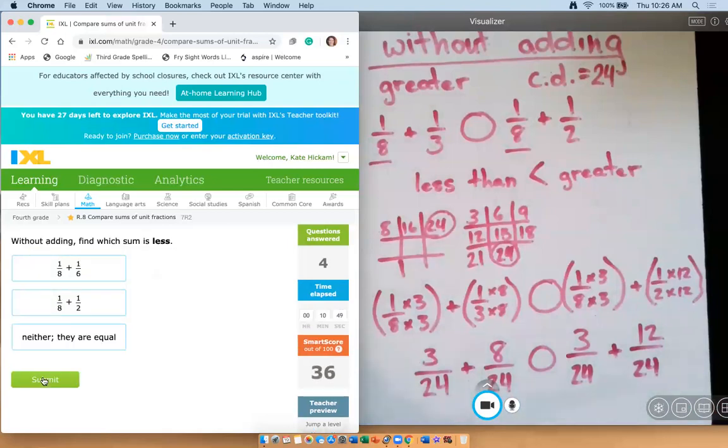And that is how you do R.8 on IXL for 4th grade.